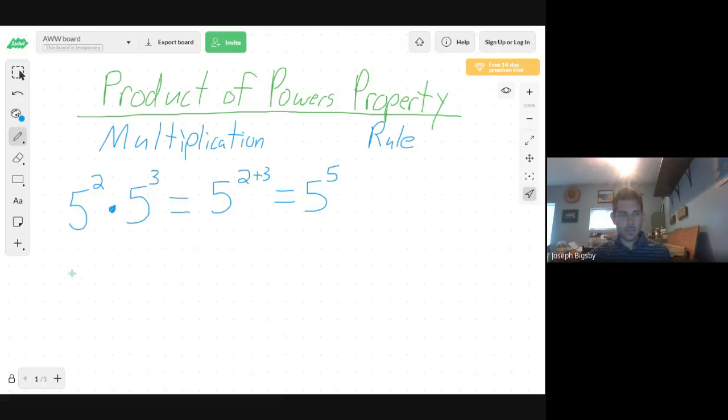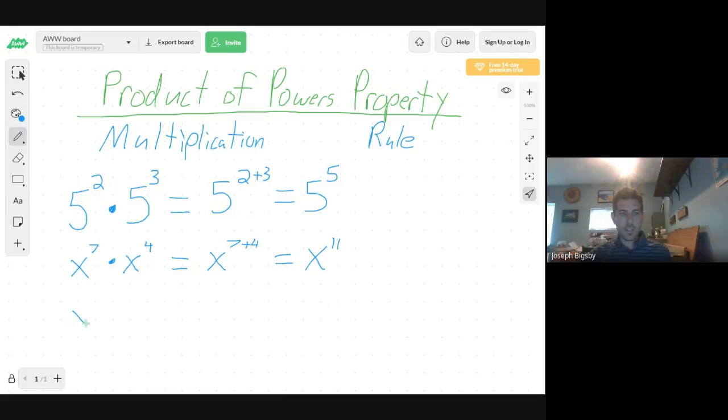Let's see some more examples. We could use a variable such as x to the 7th power multiplied by a like base of x to the 4th power. Using my product of powers property, I will keep the like base of x and add the exponents of 7 and 4, giving me a final total of x to the 11th power. That's the product of powers property.